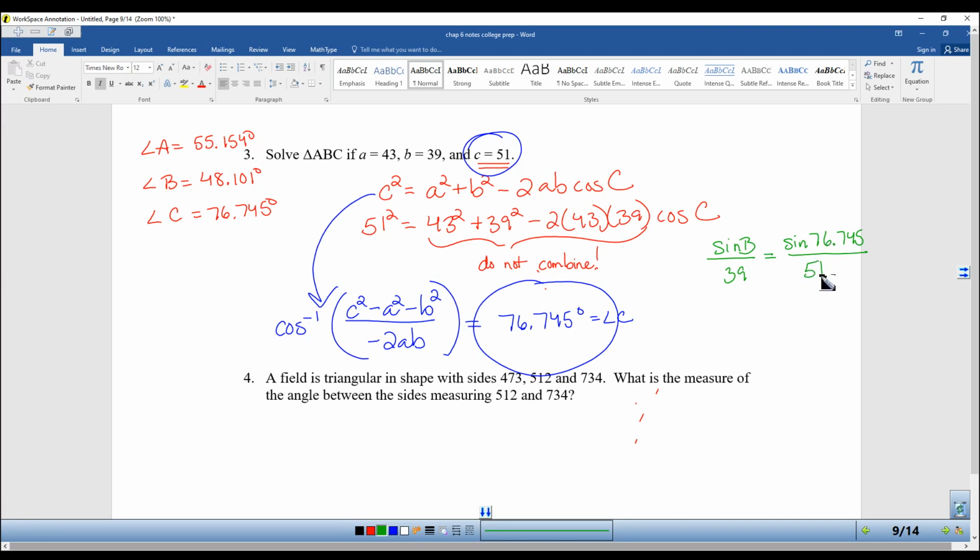Over 51. Again, you're going to want to multiply both sides by 39. But when you do that, you're going to get an answer on your calculator. So then you can just do inverse sine of answer. And that should give you the 48.101. And then you can find A by subtracting from 180. Angle A is 180 minus B minus C.